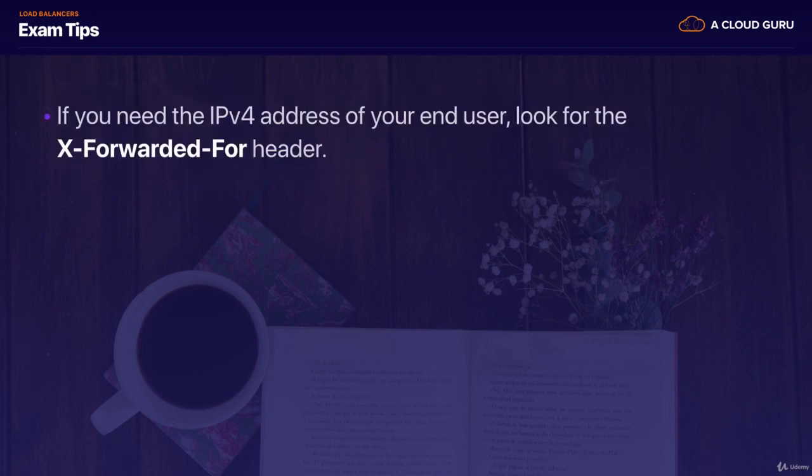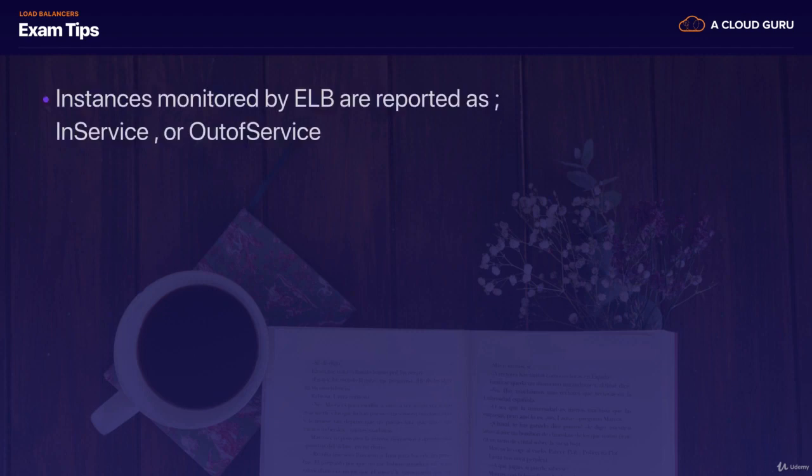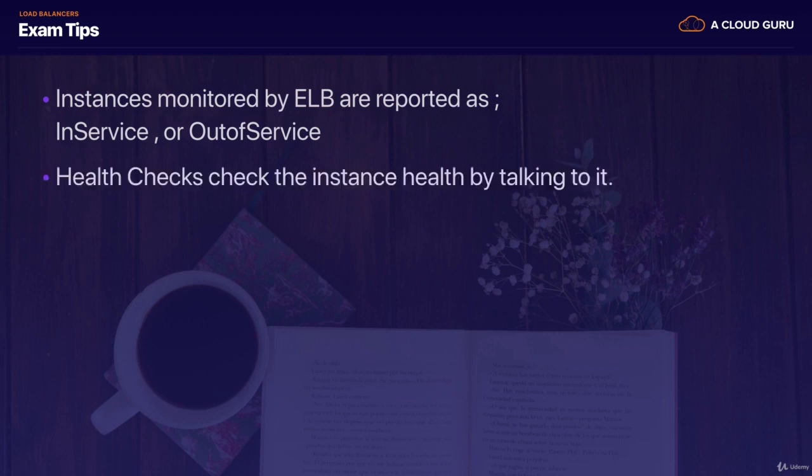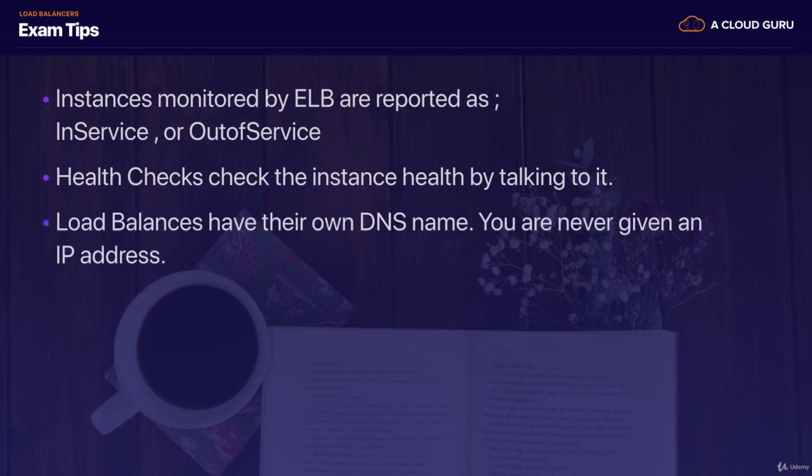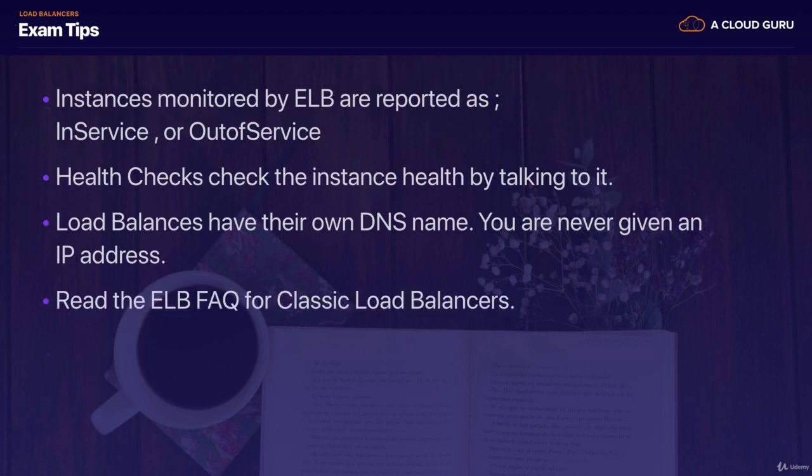Moving on, we learnt that with classic load balancers, if you need the IPv4 of your end users, you need to look for the X-Forwarded-For header. We then also learned that instances monitored by Elastic Load Balancers are always reported as either in service or out of service. And you can put health checks, which check the instance's health by talking to it. So we did that with the healthy.html file. And then load balancers always have their own DNS names. You are never given an IP address. And by that, I'm just talking about application load balancers as well as classic load balancers. You can get a static IP address for a network load balancer.